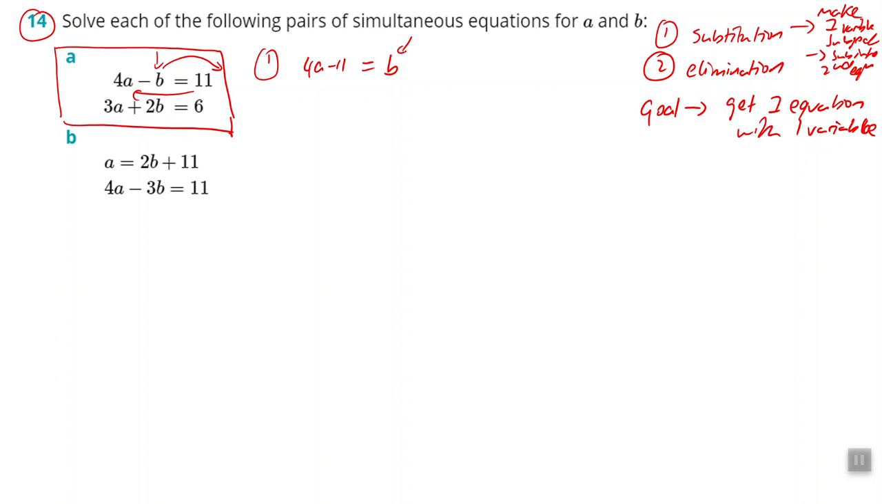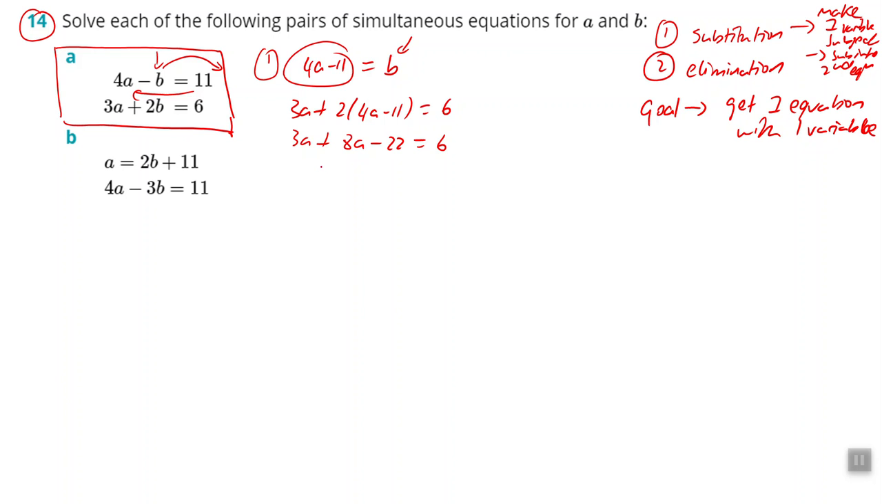Okay. Can you see I've made one of the variables subject? Now what do I do? I sub this into the second equation. Okay. So I'm gonna substitute this thing in place of b. Okay. So 3a plus 2b. It's no longer b anymore. It's 4a minus 11. So 3a plus 2 times (4a minus 11) equals 6. Now I'm going to expand and simplify. So that's 8a minus 22 equals 6.